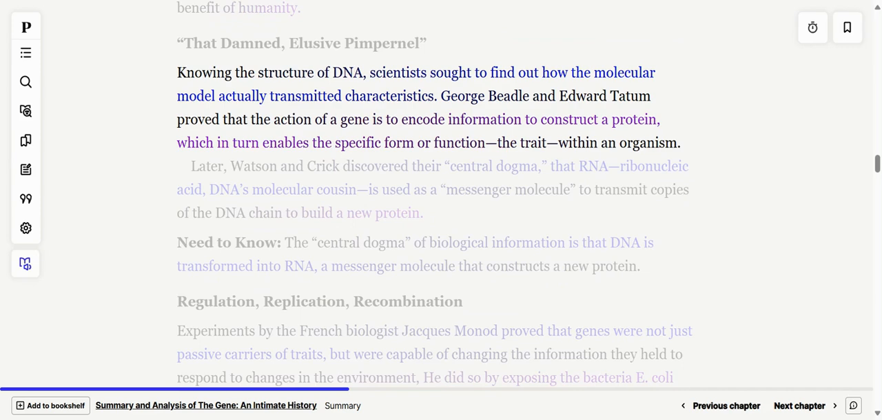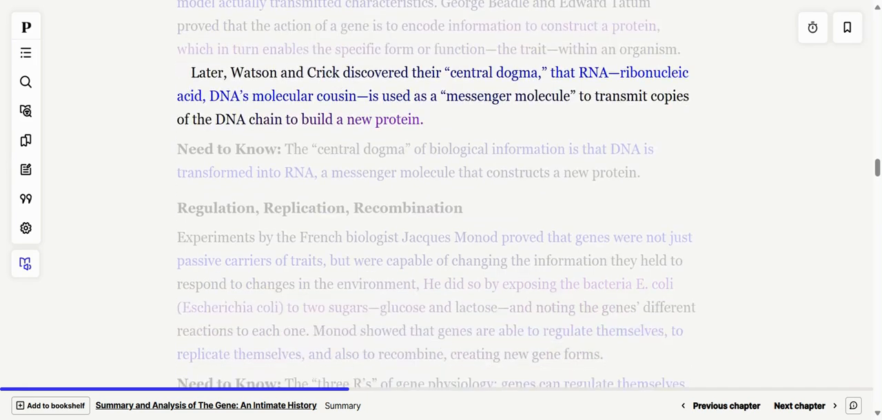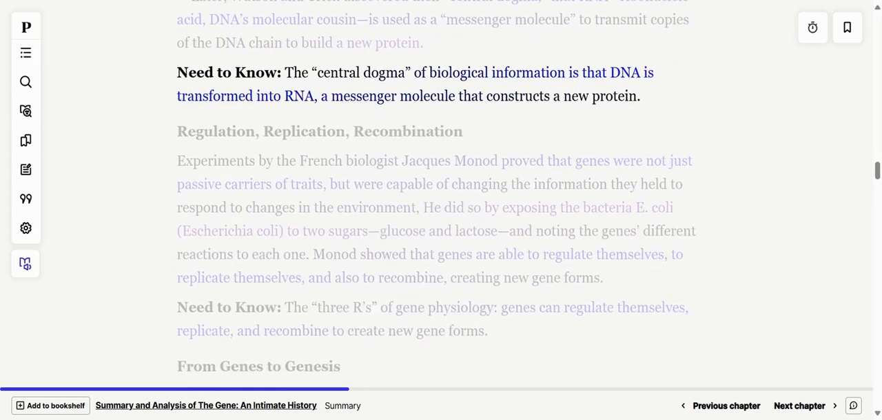Need to know: the central dogma of biological information is that DNA is transformed into RNA, a messenger molecule that constructs a new protein. Regulation, replication, recombination. Experiments by the French biologist Jacques Monod proved that genes were not just passive carriers of traits, but were capable of changing the information they held to respond to changes in the environment.